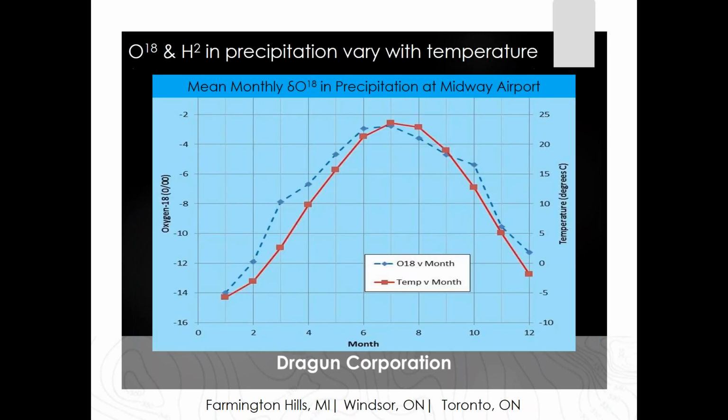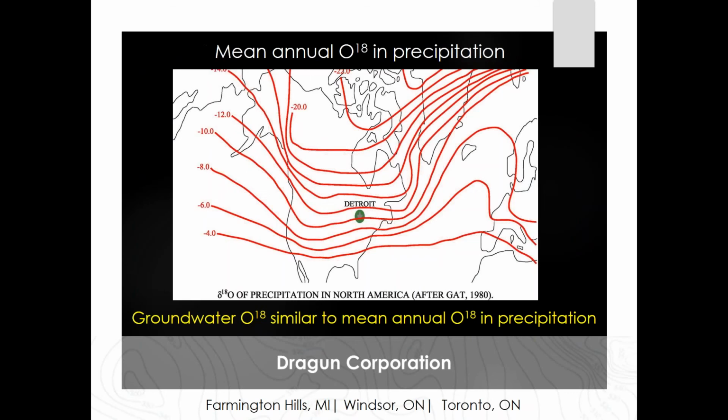And if we summarize that, this is Midway Airport, and we see from the various months, in the winter months, 12 and 1 and so on, we've got these very negative values. And in the summer months, we have less negative values. This happens at every location where you'll see a seasonal variation.